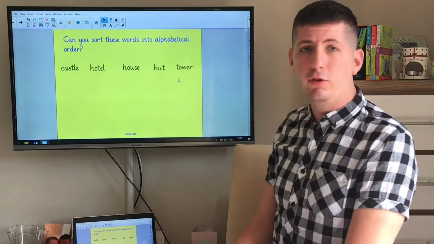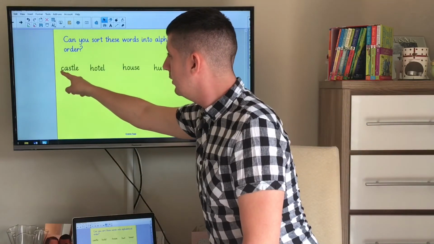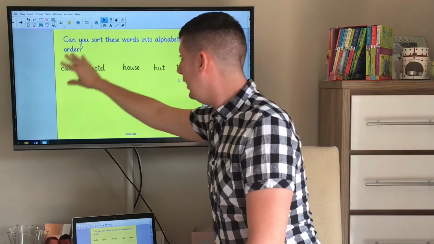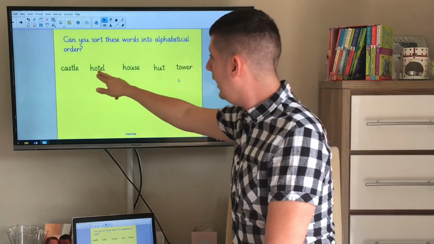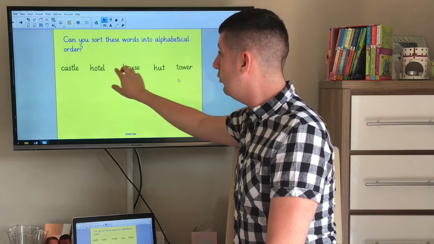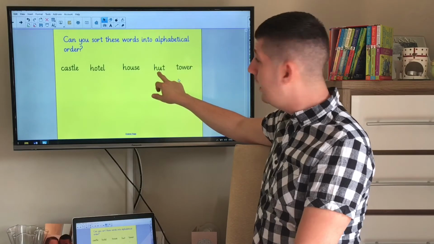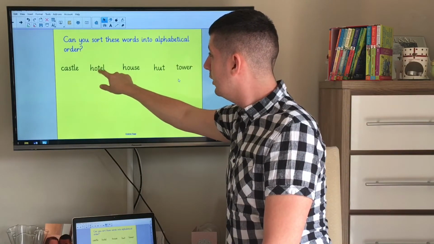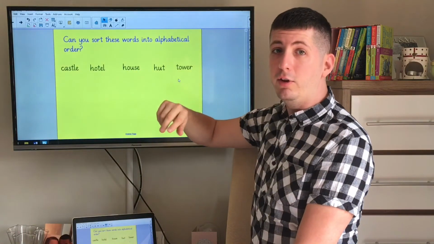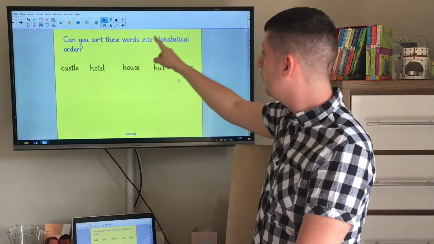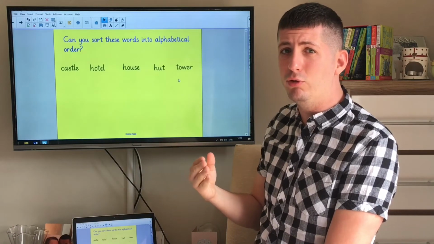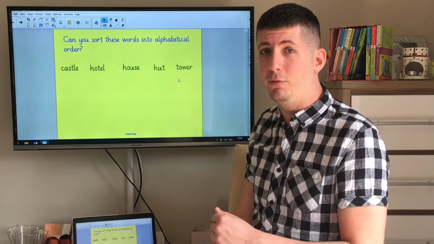Let's look at that one more time, just to make sure we understand. C comes before H, which comes before T. So we know that it goes C, H, T. Looking at the H words, we know that O, the second letter, comes before U. So these 2 have got to come before the word hut. And finally, T comes before U, which means that hotel has got to come before the word house. So the alphabetical order would go castle, hotel, house, hut, tower. I'm hoping that makes sense. If it didn't, just replay this bit of the video to make sure that you do understand how to sort these words into alphabetical order.